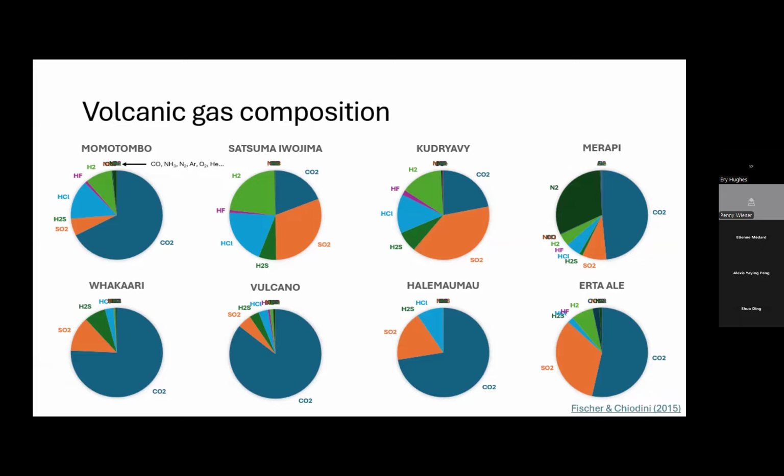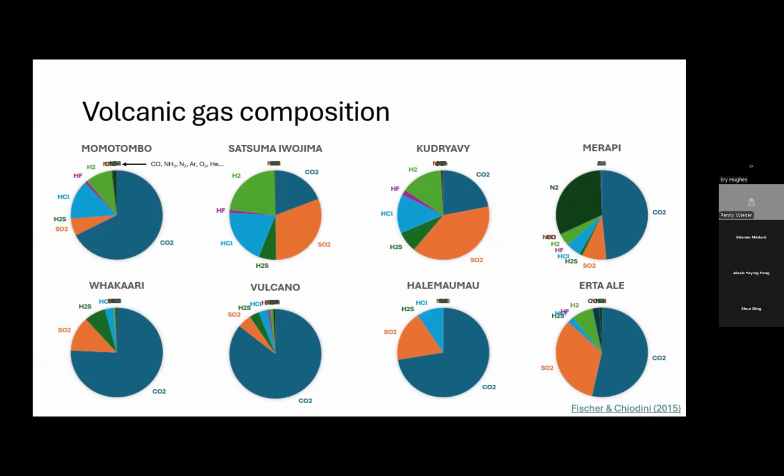And then it's actually quite small here, but a lot of trace species. So things like hydrogen, carbon monoxide, ammonia, nitrogen, argon, oxygen, helium. But as you can see, those trace species are a very small part of the gas composition. And I should say this is all in mole percent. So typically gases are reported in mole percent.